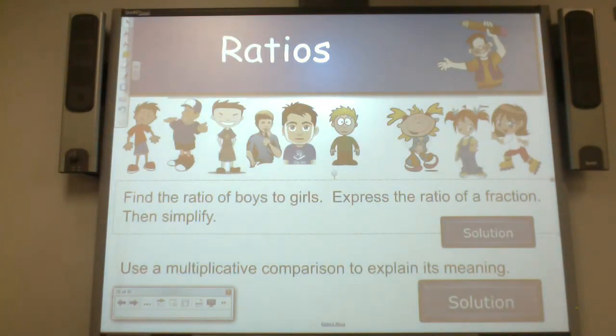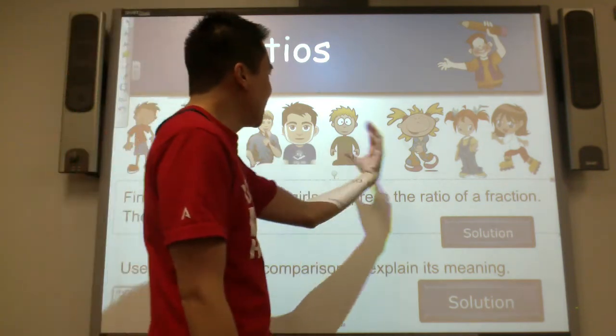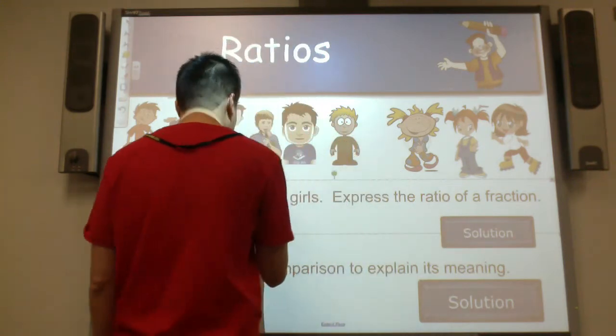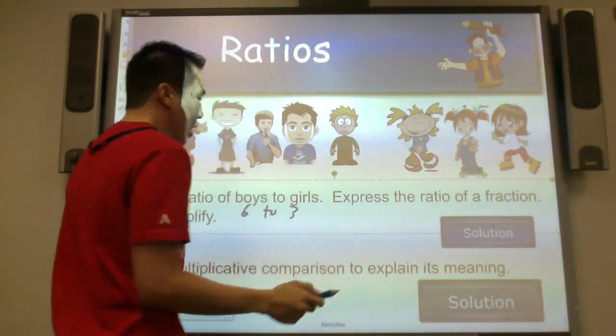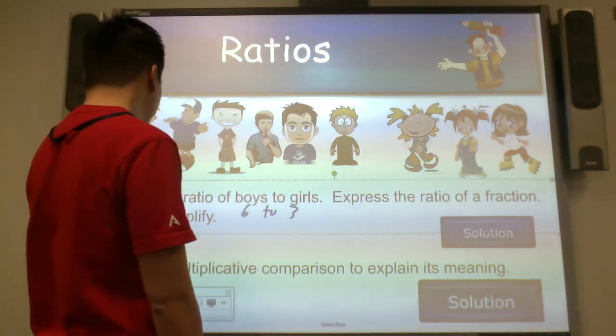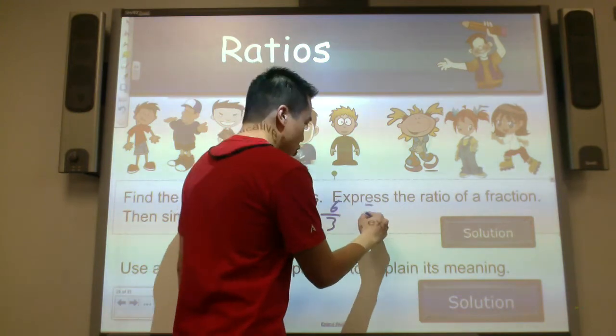So, find the ratio of boys to girls. From this list, I see 6 boys and I see 3 girls. So what's the ratio of boys to girls? 6 to 3. I am comparing these two quantities. Express this ratio as a fraction. 6/3, simplify it, divide by 3: 2/1.